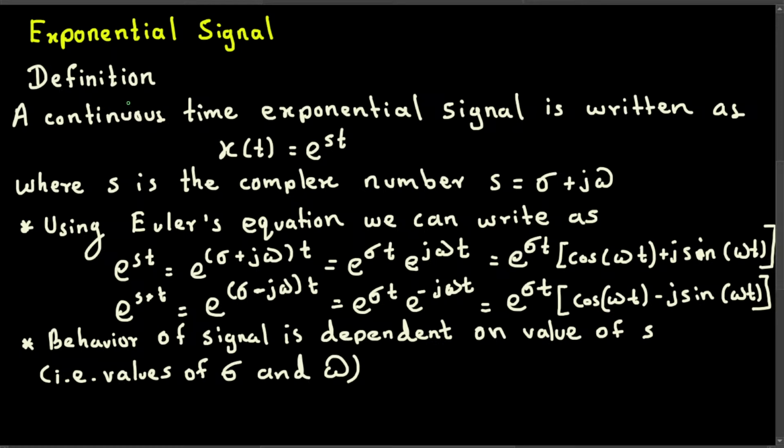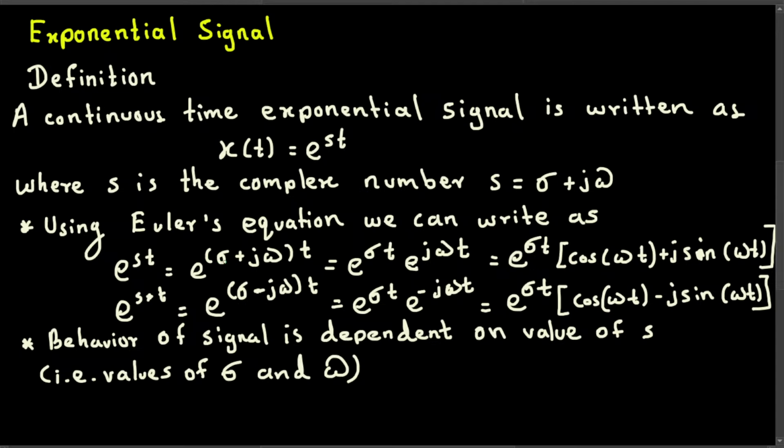The definition of exponential signal is given as: a continuous time exponential signal is written as x of t is equal to e power st, where s is a complex number, s is equal to sigma plus j omega. Using Euler's equation, we can write e power st is equal to e power (sigma plus j omega) t, which is equal to e power sigma t, e power j omega t.